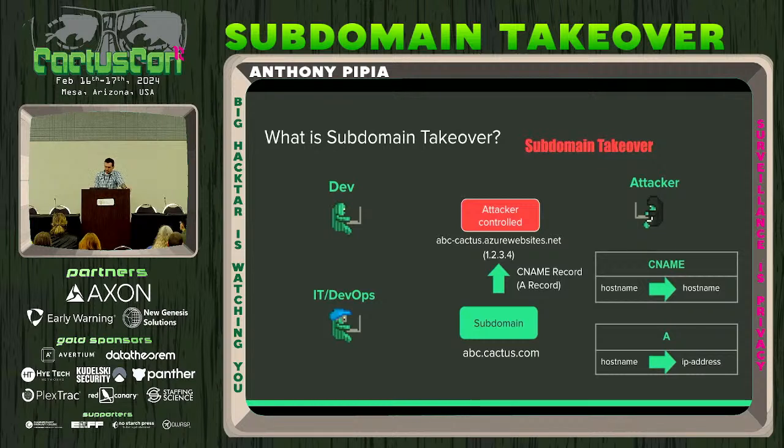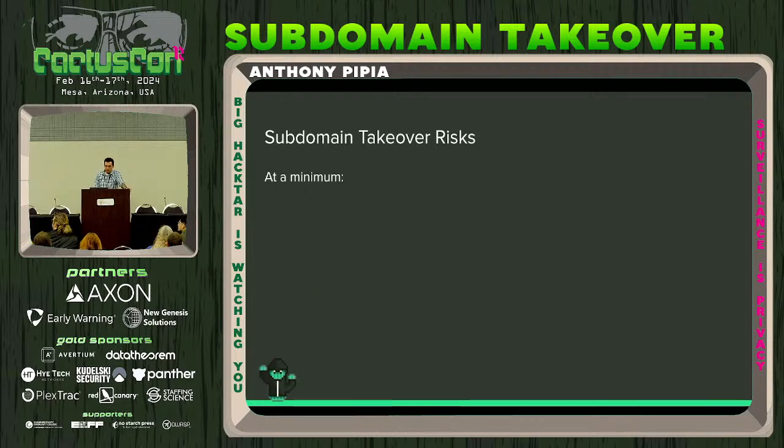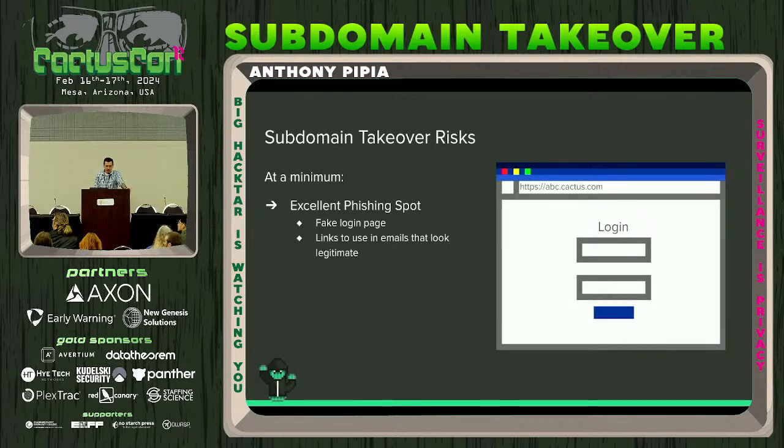So what are the risks there? At a minimum, you've got an excellent phishing spot. So grab your tackle box and your fishing pole and camp out at this location. You can create a fake login page. You'll see the browser actually shows abc.cactus.com, so it looks legit. It looks real. A user might type in their credentials, but it's actually an attacker-controlled site, and they could be harvesting those credentials or whatever. So that's one risk off the bat.